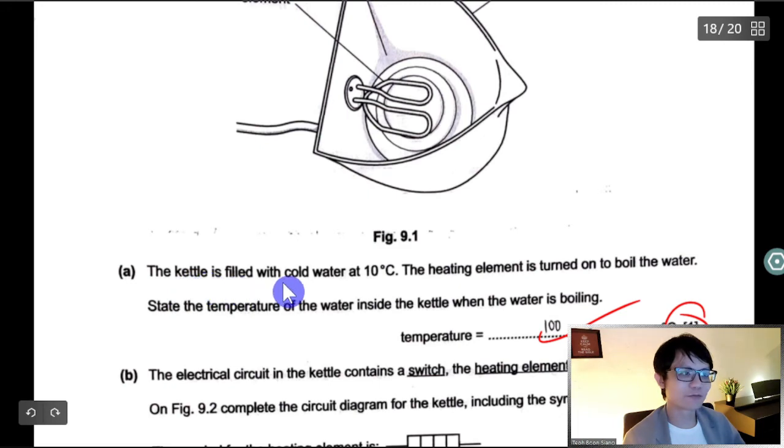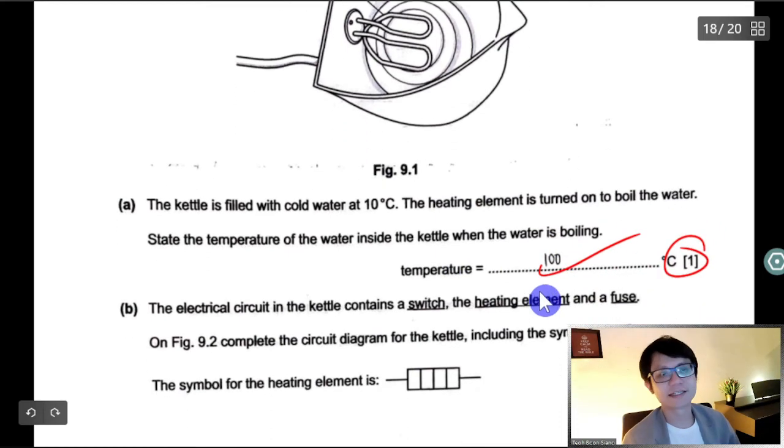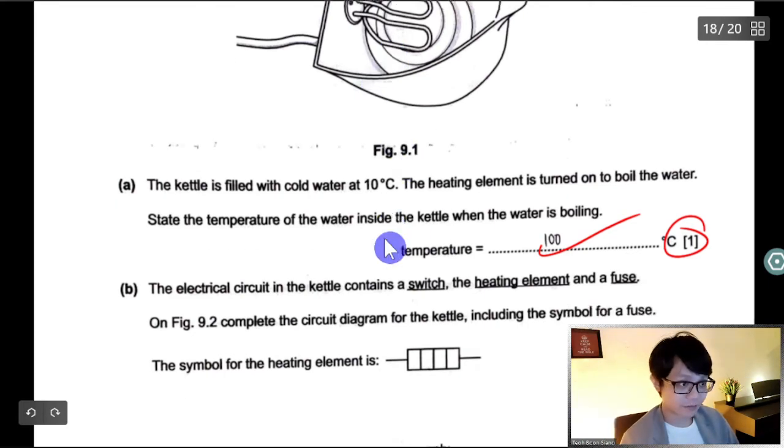The kettle is filled with water at 10 degrees Celsius. Why fill with cold water? The heating element turns on to boil the water. State the temperature of the water inside the kettle when boiling. Of course, boiling temperature is 100 degrees Celsius. Make sure you be careful of the unit. Here got unit already, so you don't need to write. 100 is the boiling point of water. Maybe slightly higher due to dissolved minerals. Unless you use distilled water, you get 100. So probably in your house you got maybe 100.01 because inside got dissolved minerals.